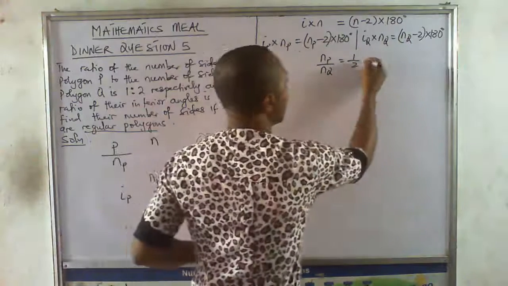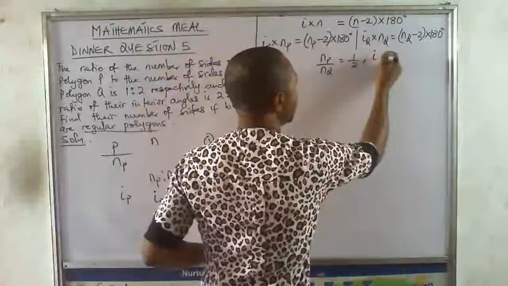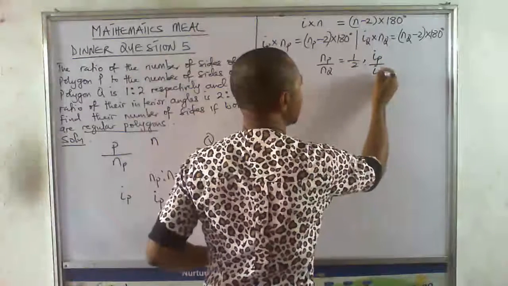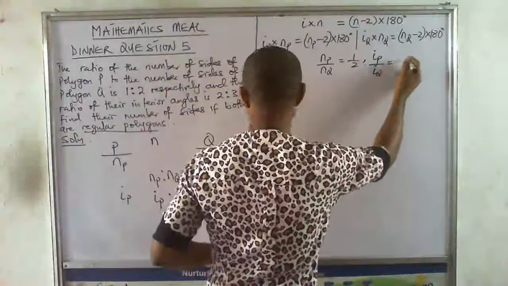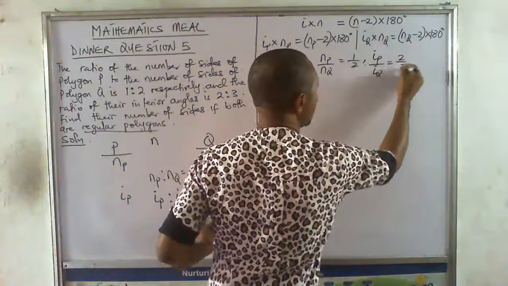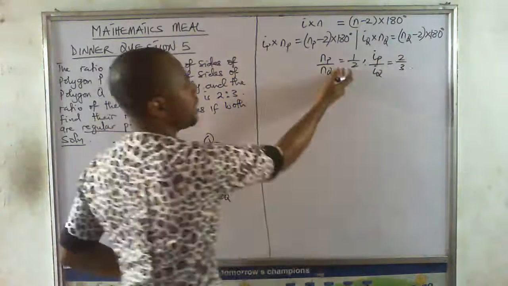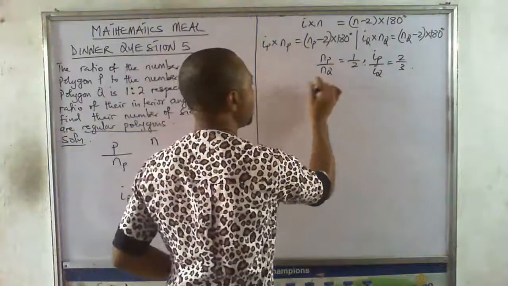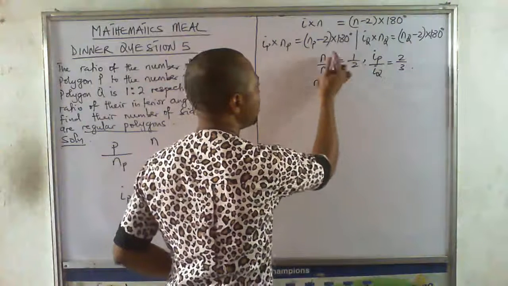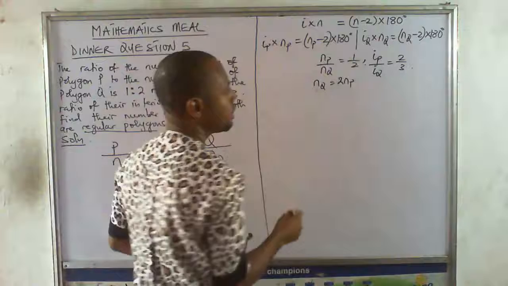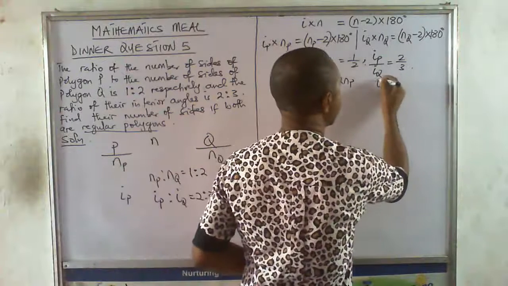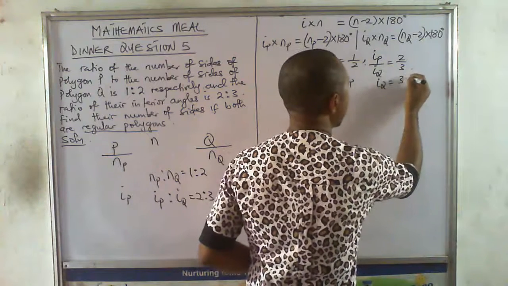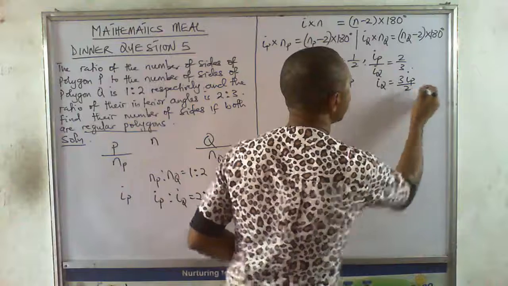Similarly, IP over IQ will be 2 over 3. So from here, it means that NQ will be 2 NP, and the IQ will be 3 IP over 2.